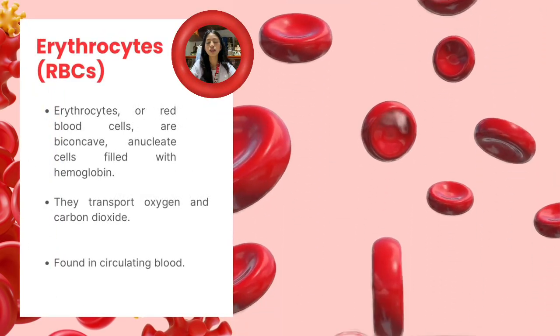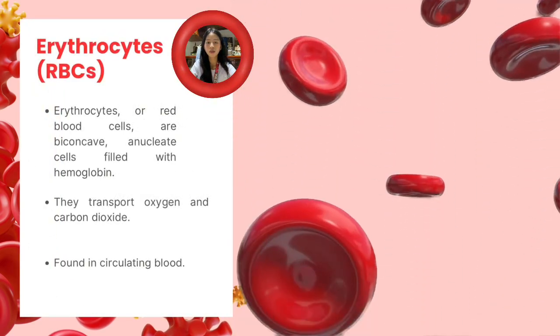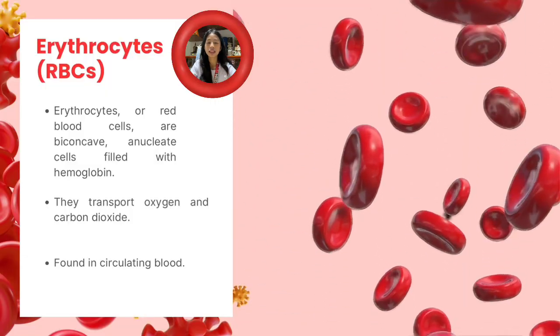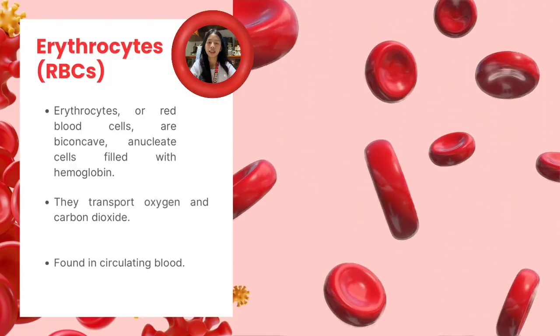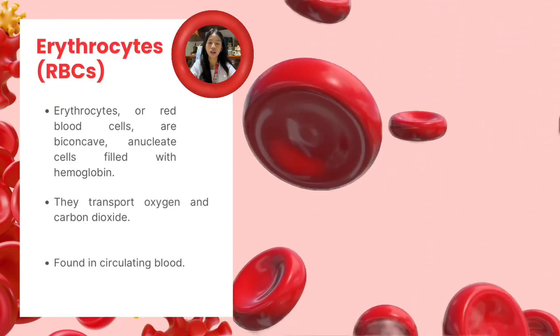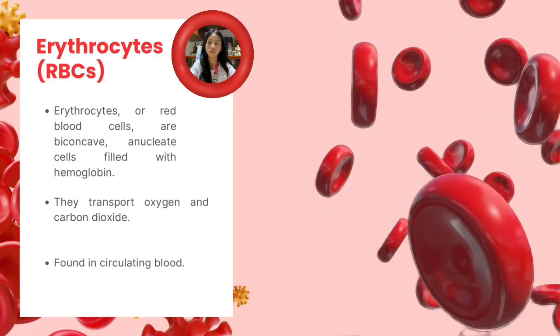Second, we have erythrocytes or the RBCs. Erythrocytes or red blood cells are biconcave, anucleate cells filled with hemoglobin. They transport oxygen and carbon dioxide. They are found in circulating blood.